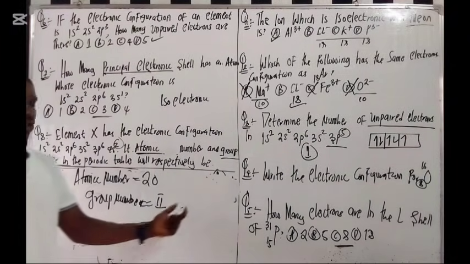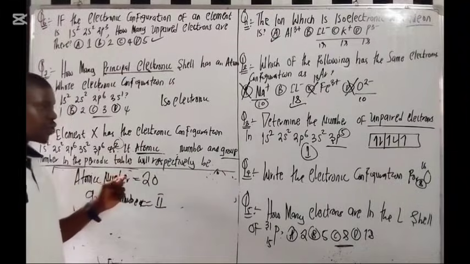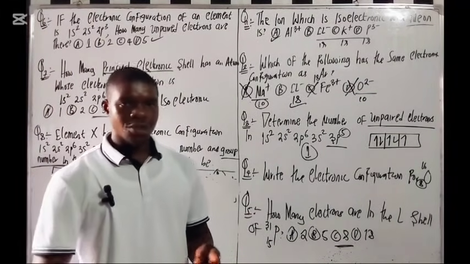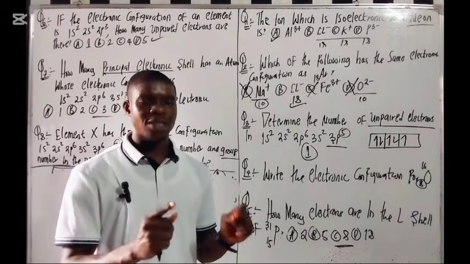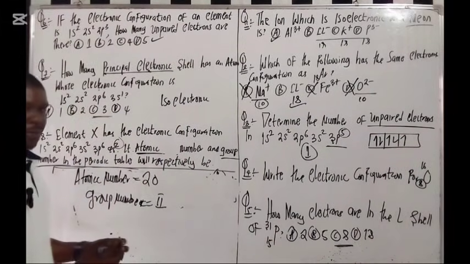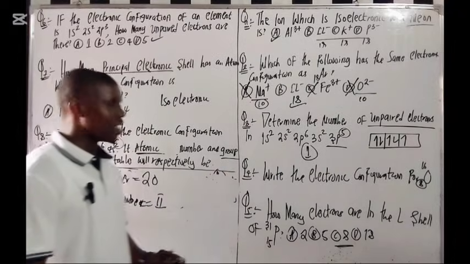Now I've done a complete video on this. I've done a complete video on how to use the electronic configuration to identify the block, the group, and the period of an element in the periodic table. So without having the periodic table, you can actually detect them. Do you understand? So we have come to the end of this video.